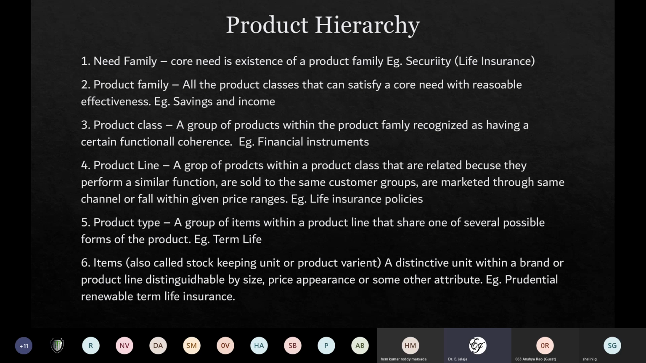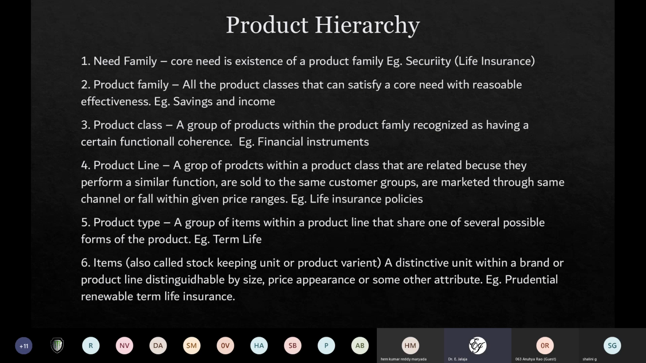Then in term life, again, you have n number of policies where you may pay 5,000, you may pay 1 lakh, you may pay for 5 years, you may pay for 10 years. And what is the interest rate? What are the terms and conditions? What other benefits are attached to that policy? You will consider everything. Each and every policy in that term policy is a different item, and you will choose the one you want. The example I have mentioned is Prudential Renewable Term Life Insurance. Renewable, right? So like that, we will choose.